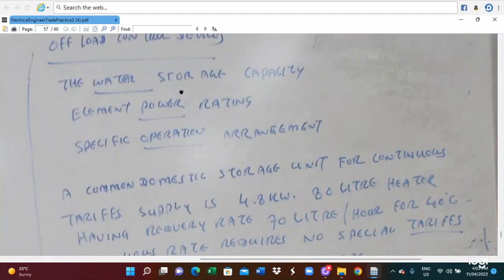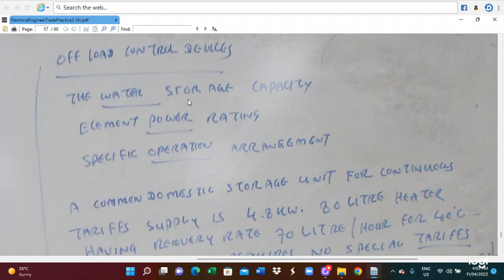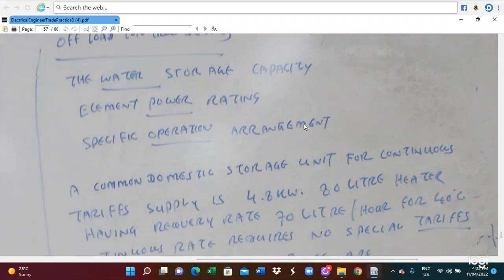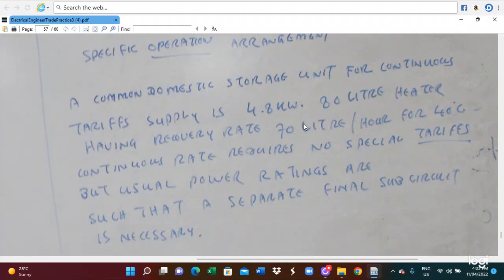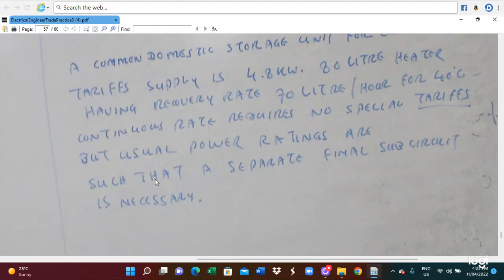Also we include the off-peak control devices, the water storage capacity, the element power rating, and specific operation arrangements. They are affecting the off-peak control devices. A common domestic storage unit for the continuous tariff supply is a 4x8 kilowatt, 80 liter heater, having a recovery rate of 70 liter per hour for 40 degrees centigrade. Continuous rates are required. No special tariffs as usual. Power ratings are such that a separate circuit is necessary.